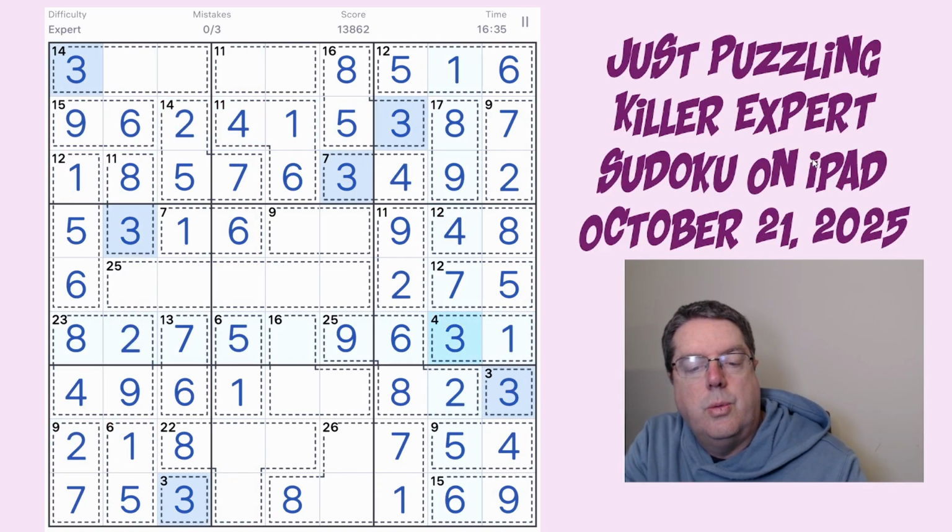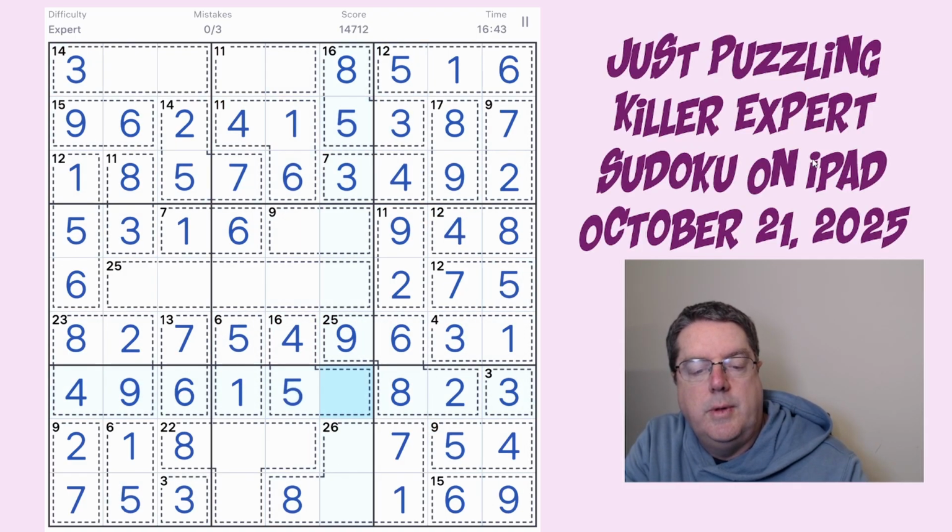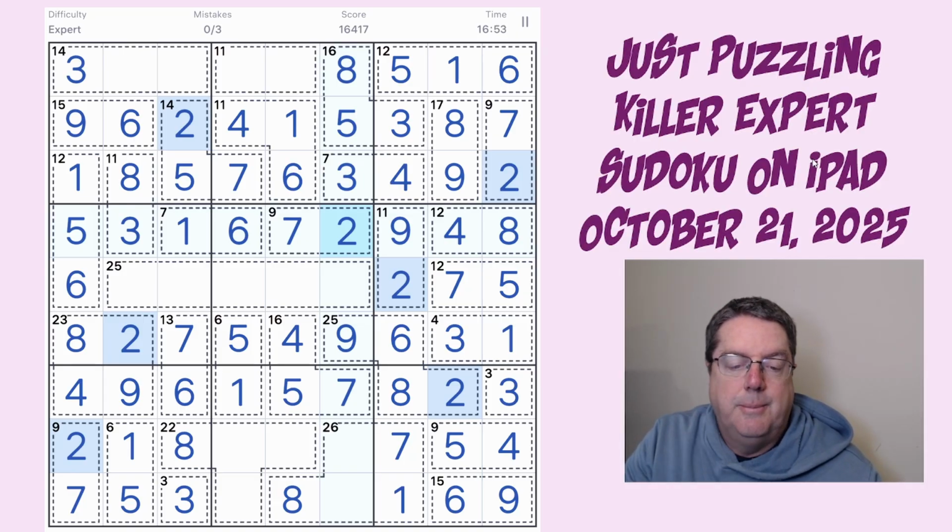1, 2, 3, 4. So that's a 4. That means that this is 7 and 5. Because of the 5 here, this is going to be the 5, leaving this to be the 7. 7 comes across here, 7 comes up here, so that's a 7 there and a 2 there. Still don't know where the 2 or the 9 is.